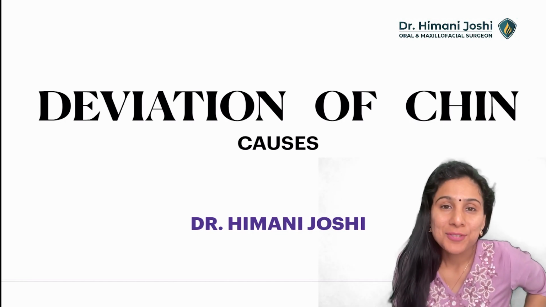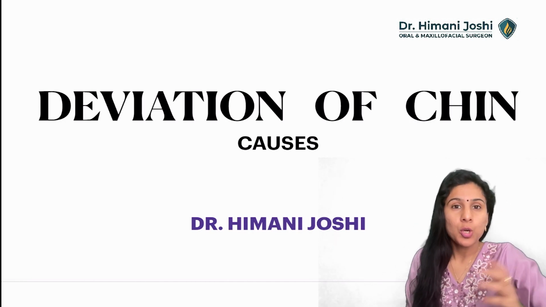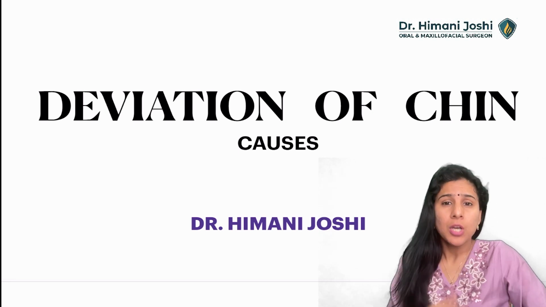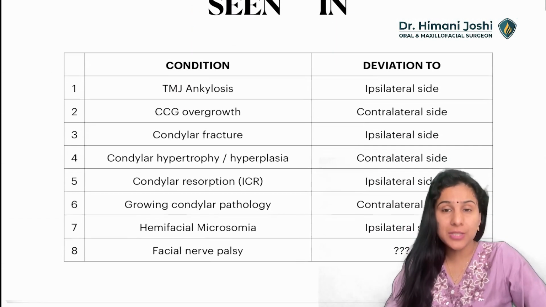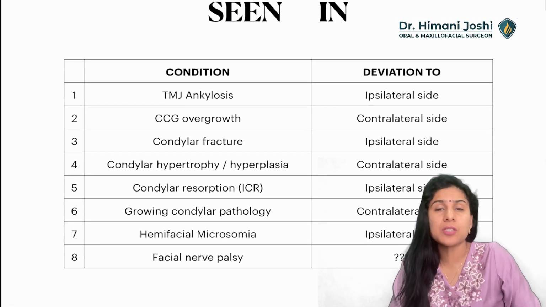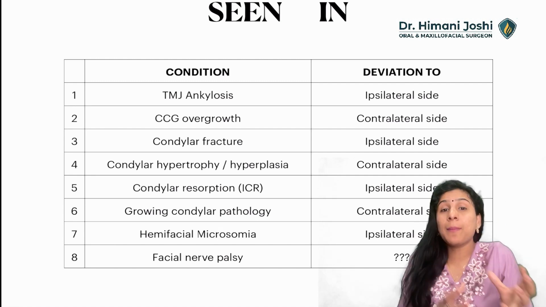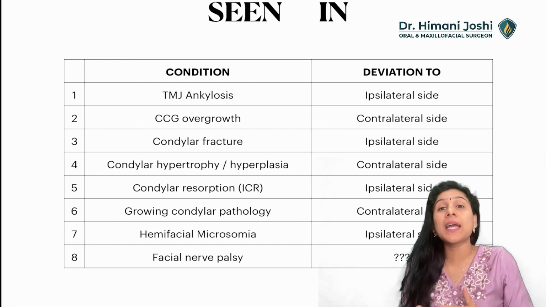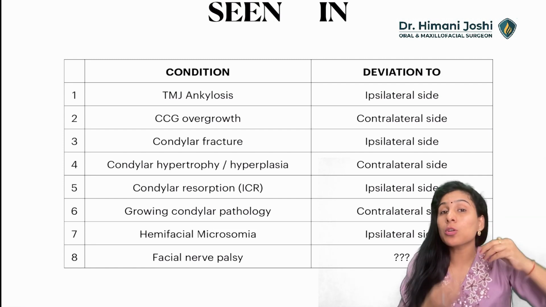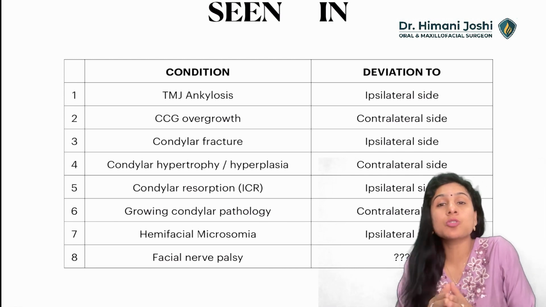Hi friends. So in the first episode of our new series called Samajh Ke Rato, today we are going to talk about the causes of chin deviation. We know there are a lot of conditions like TMJ ankylosis, CCG overgrowth, condylar fractures, condylar hypertrophy, condylar resorption, condylar pathology, hemifacial microsomia, where we see either ipsilateral, that is towards the same side, or contralateral, that is towards the opposite side, deviation of chin.